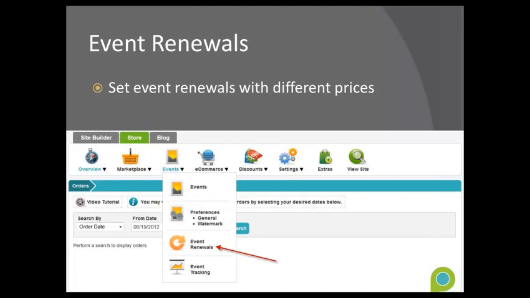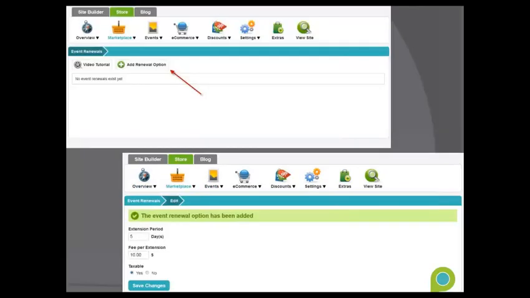So what you do for this is go under the store control panel. And from the store control panel, go under events and then event renewals right there. Under event renewals, you have the option to, of course, add a renewal option. So that's where you're going to click first, and it's going to bring you to this next little window, which is the second image here.